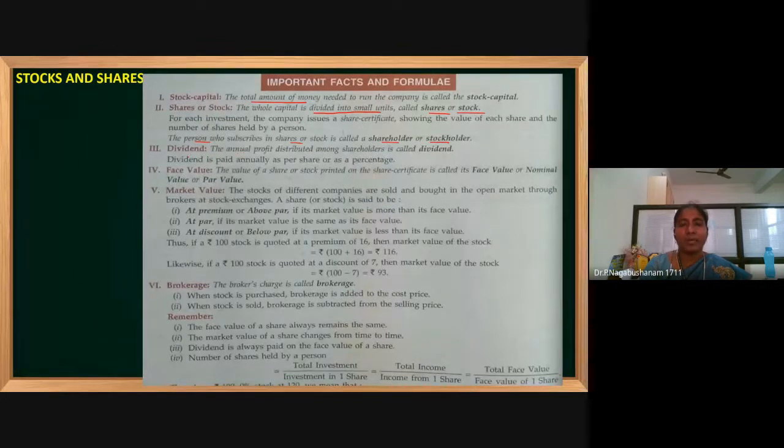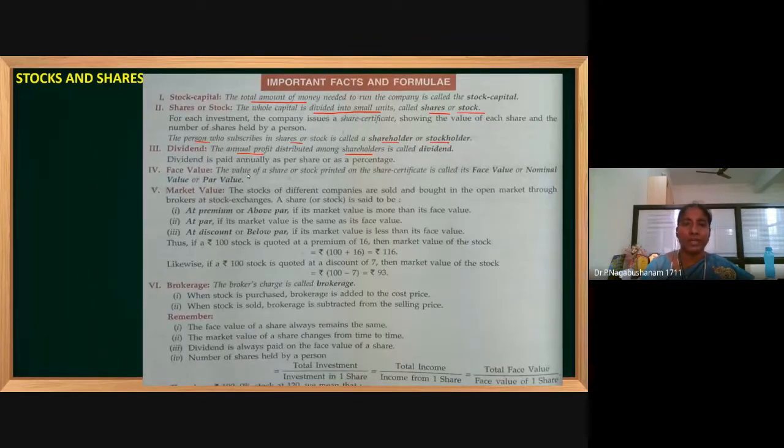Dividend means annual profit, and it is distributed among the shareholders. Coming to the face value, this is the initial investment. For example, today I am investing 100 rupees.